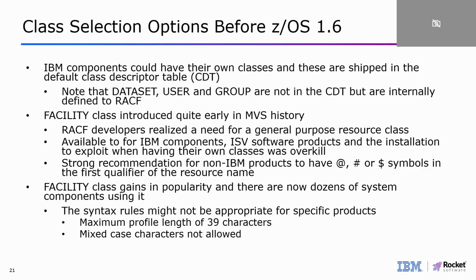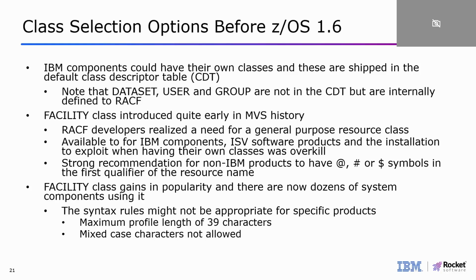And that was made available to other IBM components, and ISV software products also jumped on that wagon as well, because it's much easier to use an existing facility class profile than having to define your own classes to the system. Inside the facility class, the recommendation for non-IBM products was to have some sort of national character symbol in the first qualified resource name. Some ISVs followed that, some didn't.